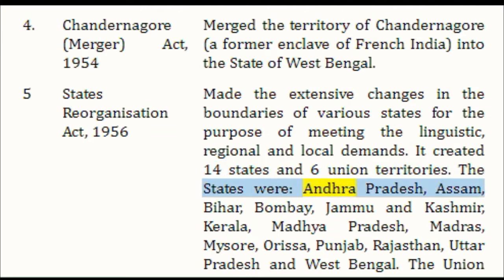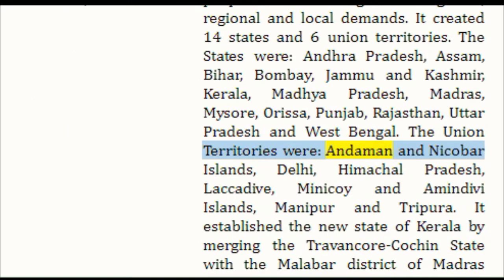The states were Andhra Pradesh, Assam, Bihar, Bombay, Jammu and Kashmir, Kerala, Madhya Pradesh, Madras, Mysore, Odisha, Punjab, Rajasthan, Uttar Pradesh and West Bengal. The union territories were Andaman and Nicobar Islands, Delhi, Himachal Pradesh, Lakshadweep, Minicoy and Amindivi Islands, Manipur and Tripura.